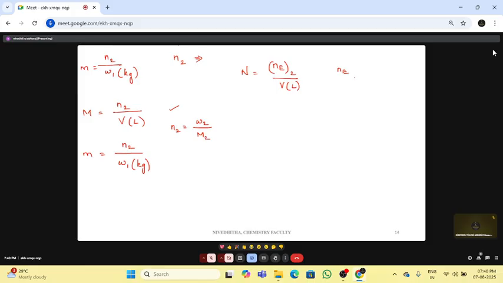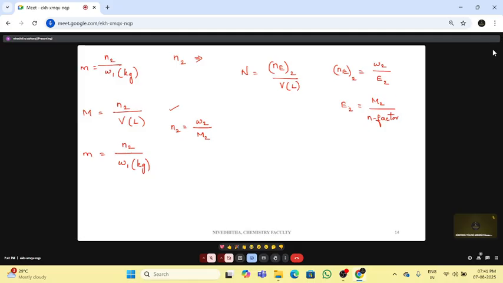Similarly, for number of gram equivalents of solute, we saw the expression in the last class. Given mass divided by equivalent mass, equivalent mass of the solute. And there is a formula to calculate equivalent mass also. What is the formula? Molar mass of the solute divided by n factor.